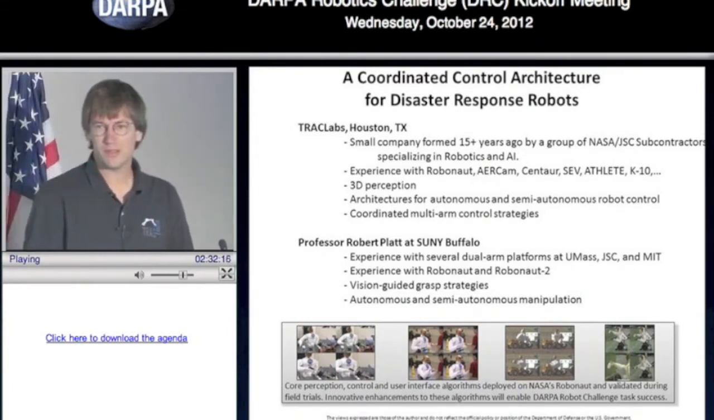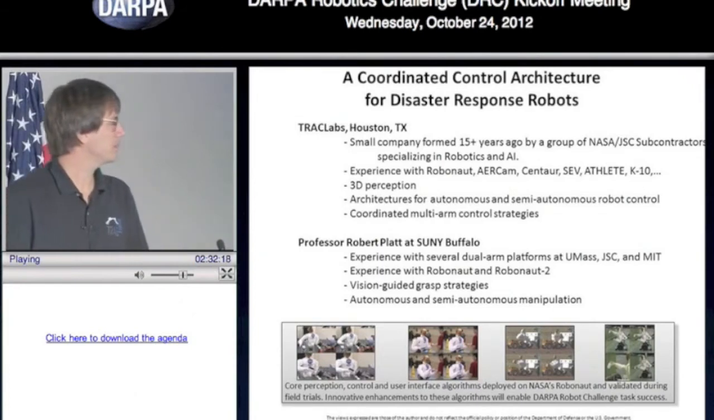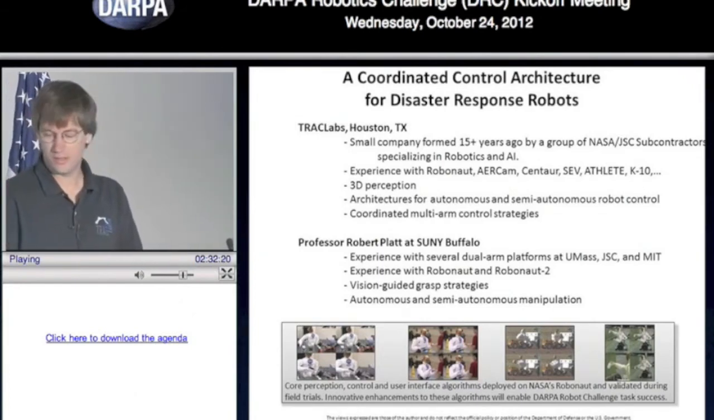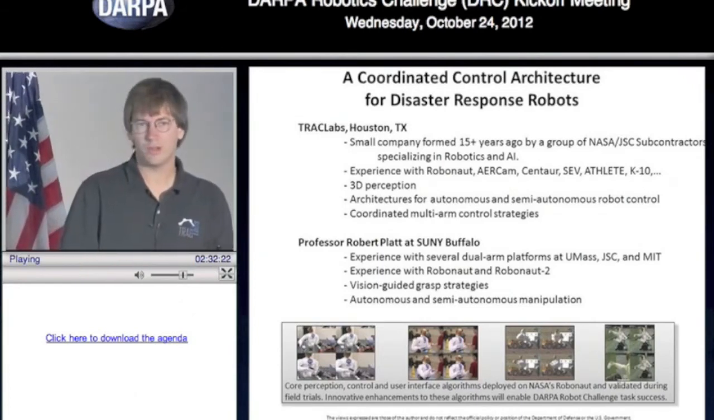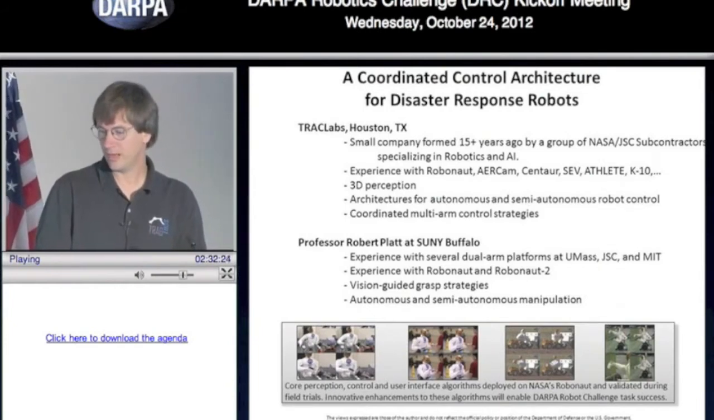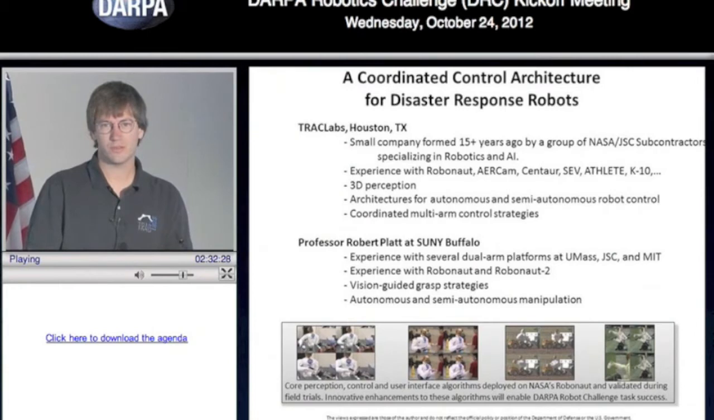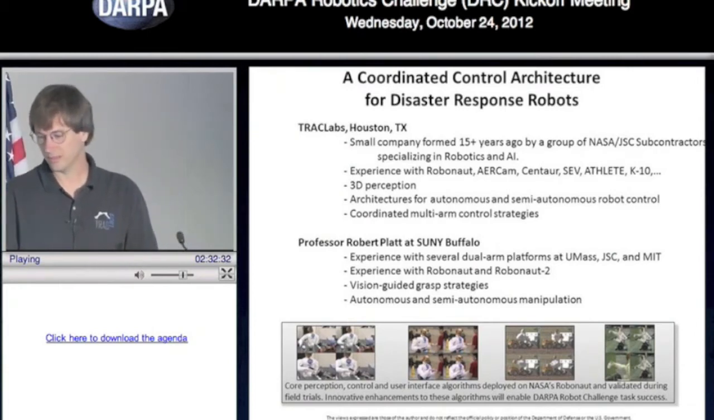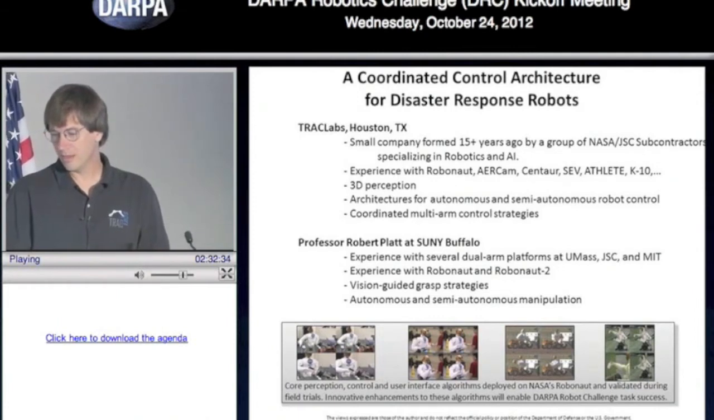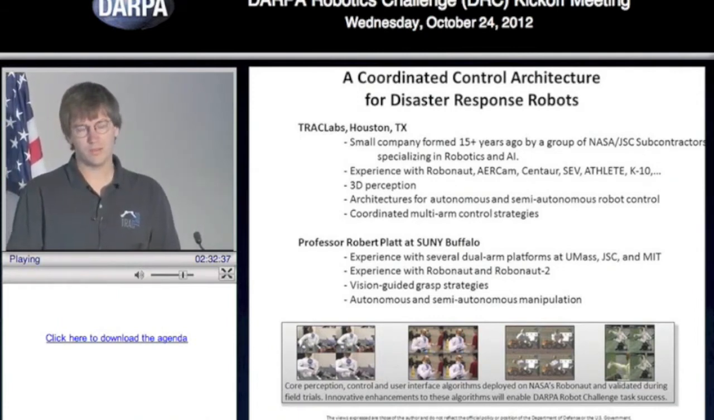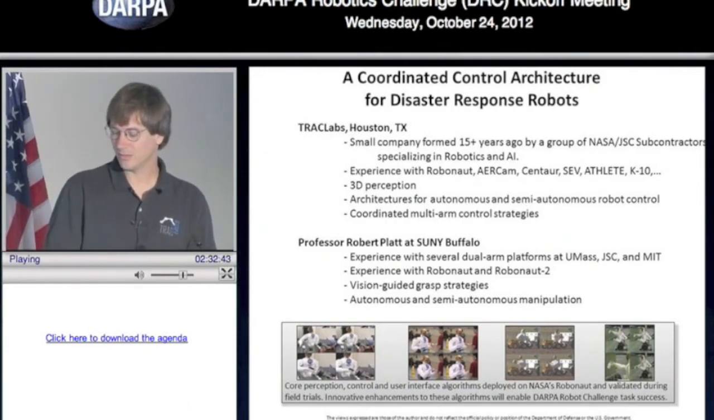My name is Rob Burridge. I'm from Track Labs, a small company in Houston. Track Labs was formed 15 and a half years ago by a group of people who were doing research for Johnson Space Center in robotics and artificial intelligence. Of the 10 people who were doing research 15 years ago, 7 of us are still at the same company. So that's pretty unusual for a small company.